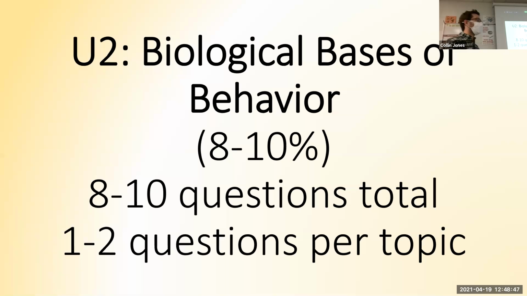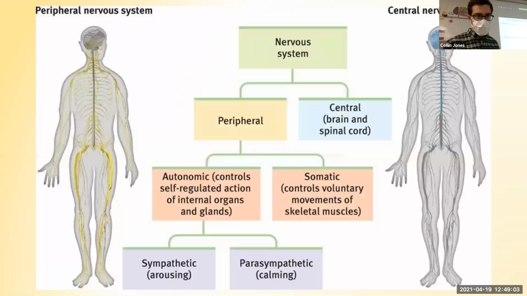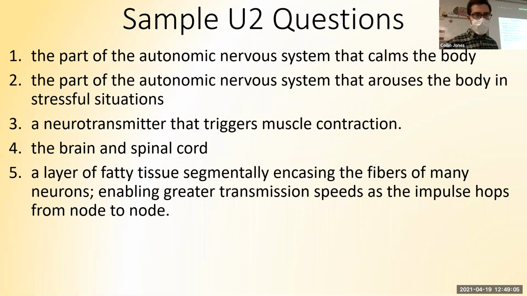So today we're reviewing units 2 and 3. Let's take a look at unit 2, the biological basis of behavior, meaning the brain and the body. Okay, 8 to 10% of the AP exams, I would expect of the 100 questions, 8 to 10 of them to be about this stuff. So we're going to go through the standards. For this particular unit, there were 9 standards.